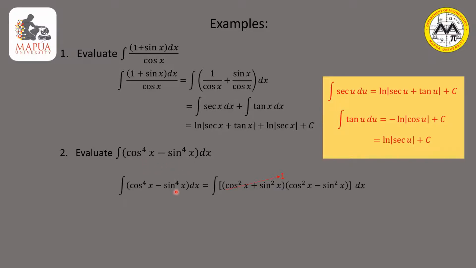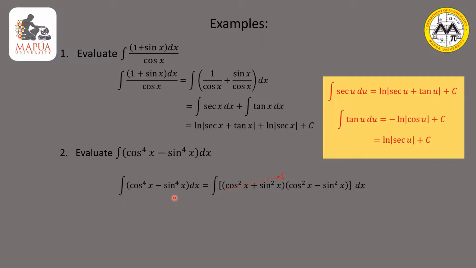Now, how is a transformation done? We will be making use of some principles that we have seen in algebra, considering that what we have here is the difference of the fourth power of cosine x and the fourth power of sine x, recognizing that what we have here is a difference of two squares, where this is the square of cosine squared x, and here is the square of sine squared x.